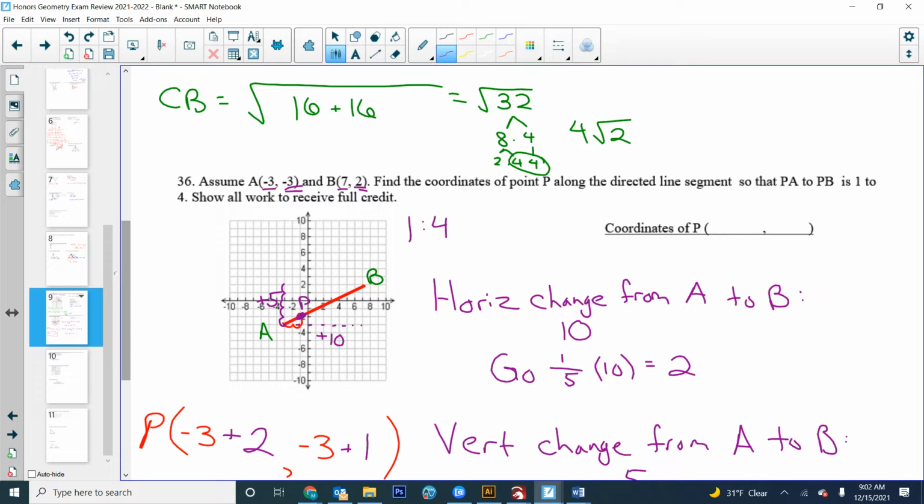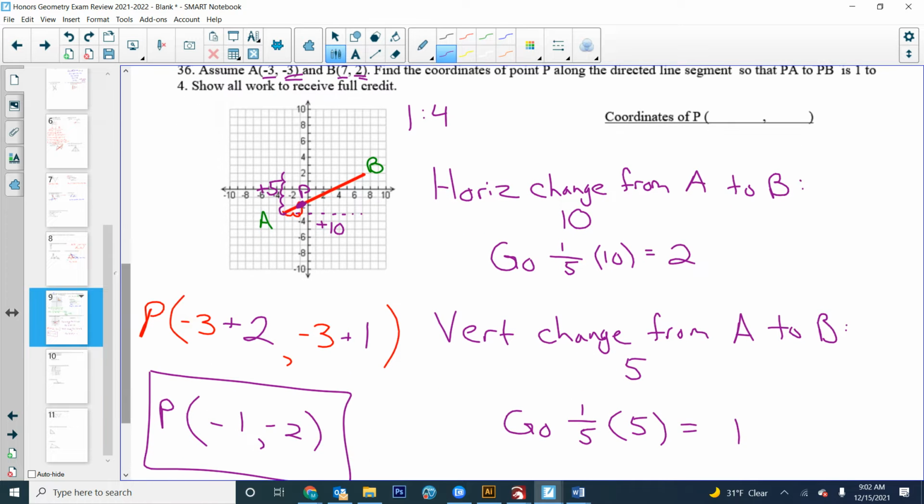You good? Awesome. Jackson. That equation you did, that is -3 plus 2 and -3 plus 1. Yeah. Where do those numbers come from? -3 was where I started. I started at an x value of -3. -3 is where I started for the y value. So I started at A. This came from A. A was -3, -3. So I knew if I started at A and I added on my horizontal and vertical change, I would end up at P. Okay. All right. Thank you for asking.